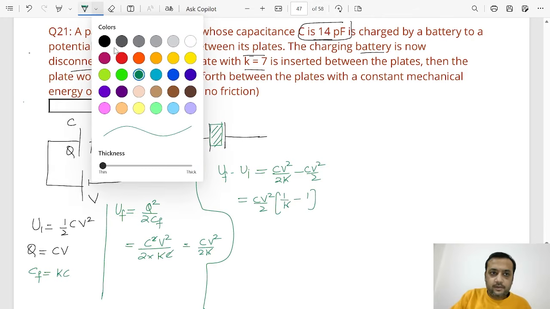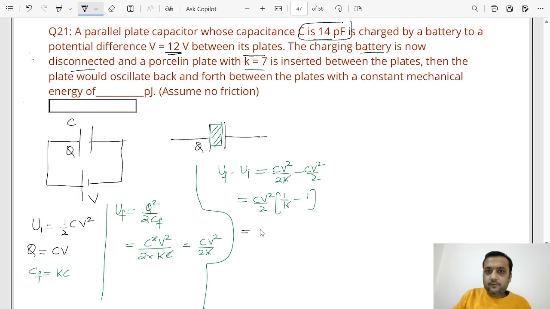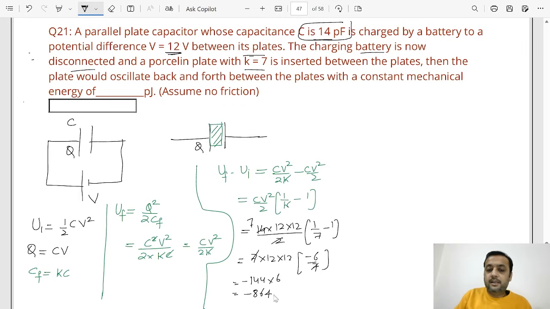Let's calculate this value. C was 14 picofarad, V is 12 into 12, upon 2 into (1/7 minus 1). So this will become 7 into 12 into 12 times minus 6 by 7. So 7, 7 gone. 12 into 12 is 144, into 6 is 864. So minus 864 picojoules. This is the work done by the external agent.